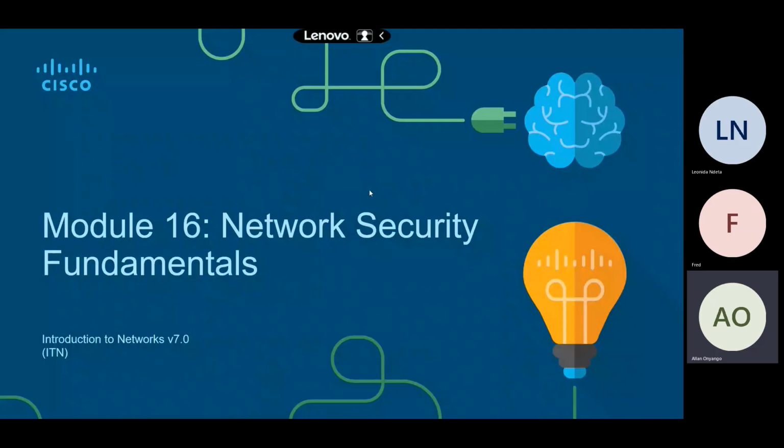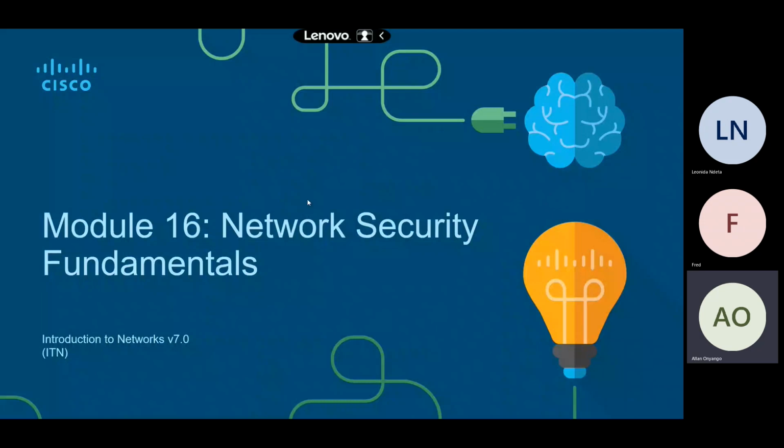Let's get started. We are going to talk about network security fundamentals. We are being introduced to network security concepts, and we will be expanding on them in the second module, routing, switching, and wireless essentials. And we will also talk about it a little bit in the third module, enterprise networking, security, and automation.